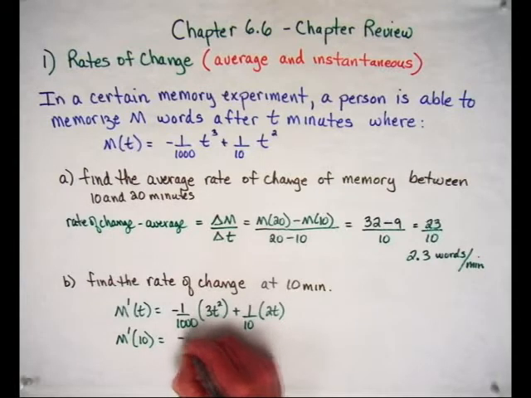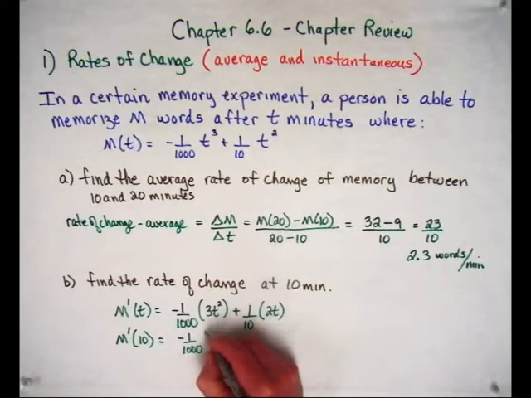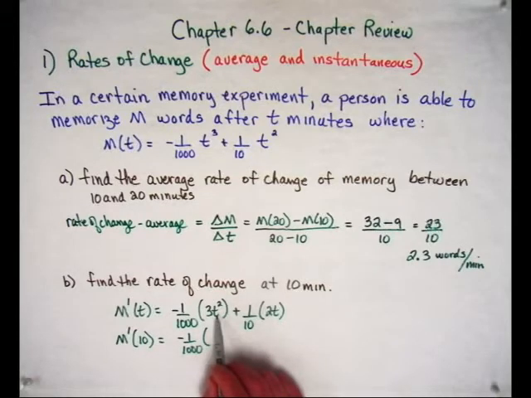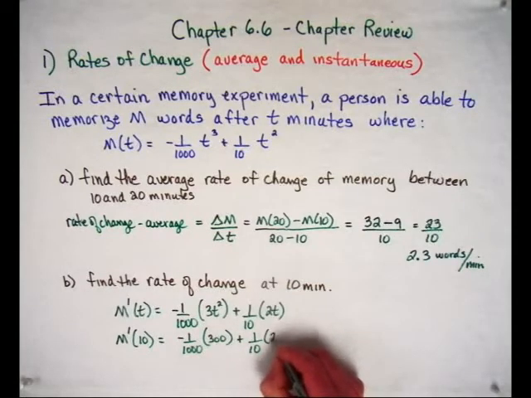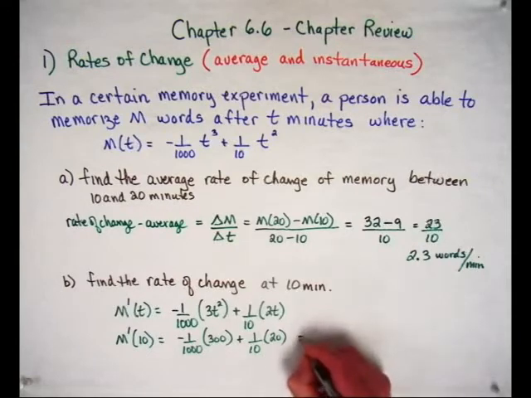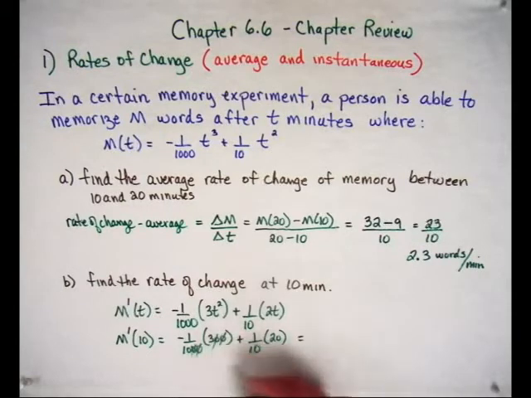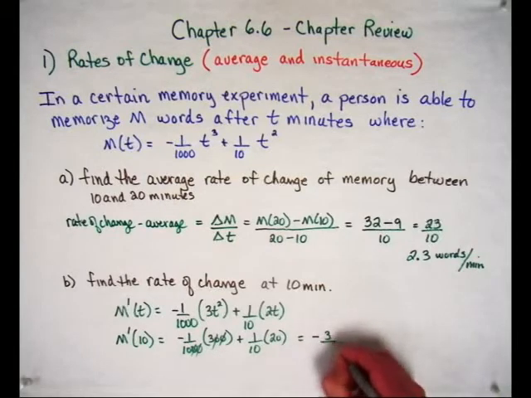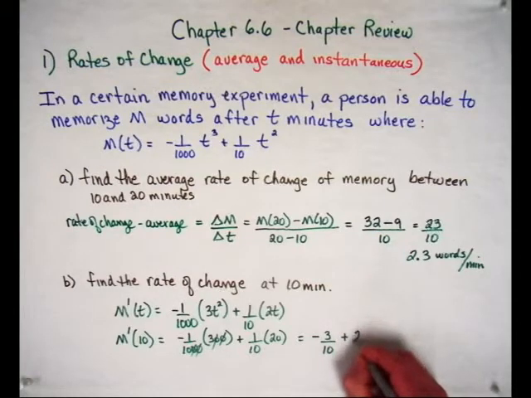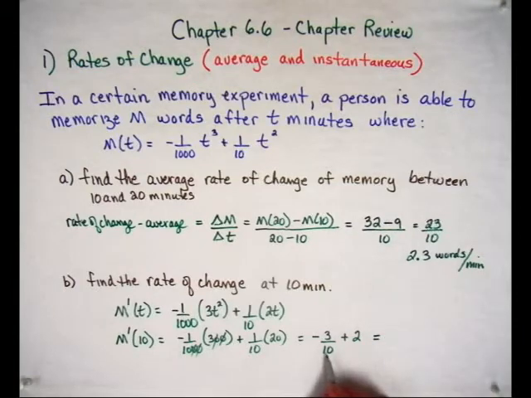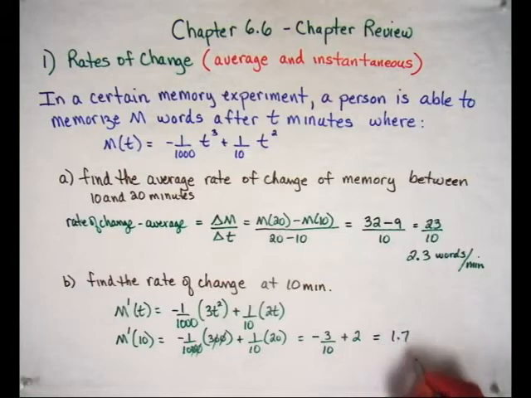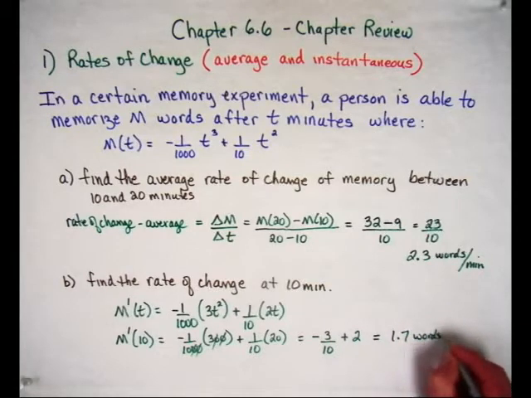So it's going to be negative 1 over 1,000 times, and then we're going to plug 10 into here, so 10 squared is 100, so this will be 300, plus 1 over 10 times 20, which will give us, zeros can divide out here, so we'll end up with negative 3 over 10 plus 2, which will turn out to be negative 0.3, so this will be 1.7 words per minute.